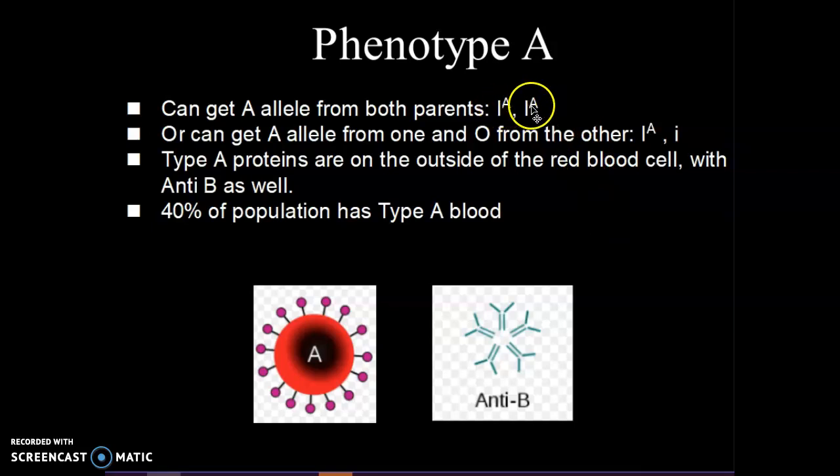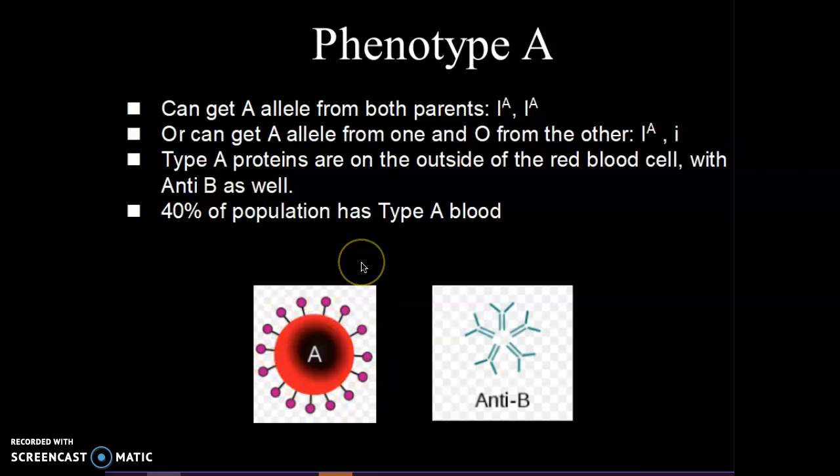So you can be homozygous A or you can be heterozygous A. All right, so this is actually pretty common. 40% of the world's population has type A blood. So just to show you a diagram of it, imagine here's your A red blood cell, and these purple little circles are the A antigen. This is what I mean by the protein.